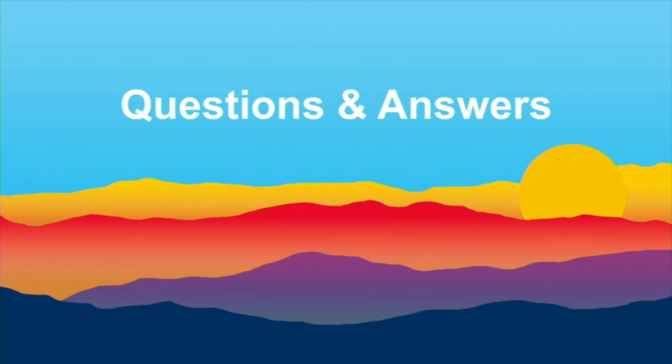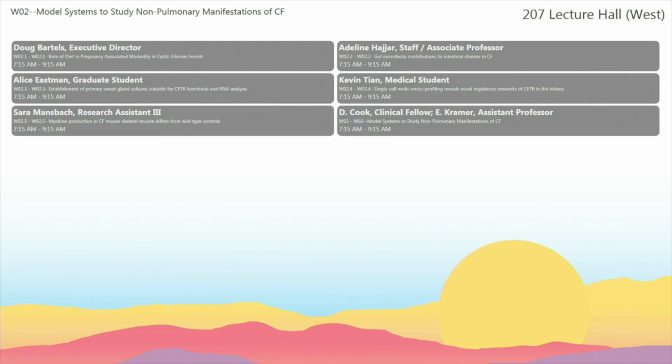Okay. So our next speaker is going to be Alice Eastman, who's a PhD candidate at the Department of Human Genetics at Johns Hopkins School of Medicine, where she studies single-cell transcriptomics using human sweat glands. She'll be telling us about the establishment of a primary sweat gland culture suitable for CFTR functional and RNA analysis.